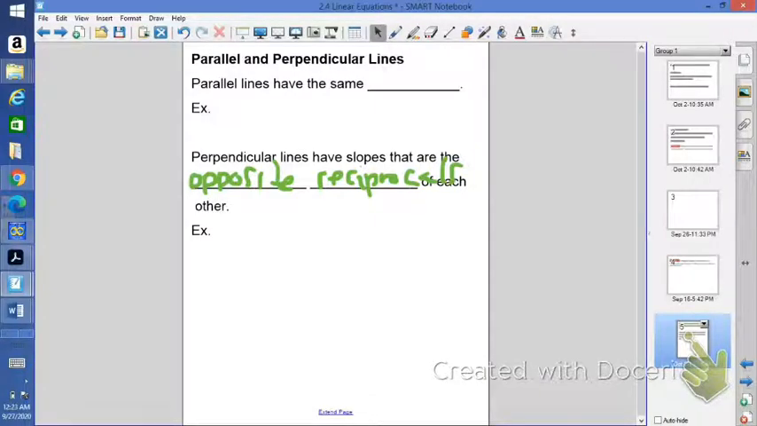And so the opposite reciprocal, what does that mean? The opposite means you take the opposite sign. So for instance, if I have 7, the opposite of that would be negative 7. What's the opposite reciprocal of 7? It would be negative 1/7. So remember, 7 we can write as 7 over 1, and the reciprocal means that you're flipping the numerator and the denominator.